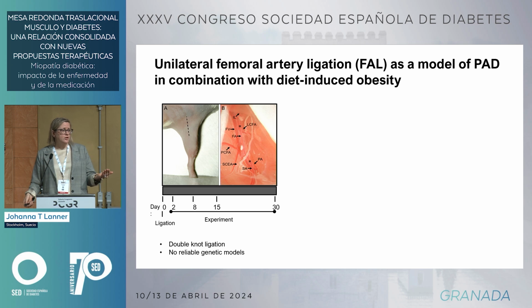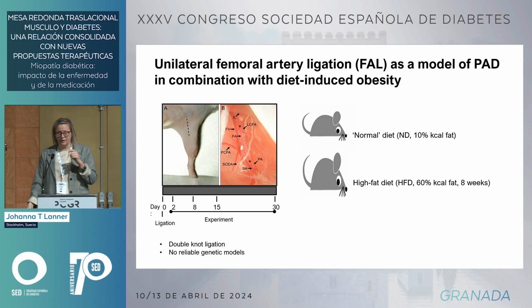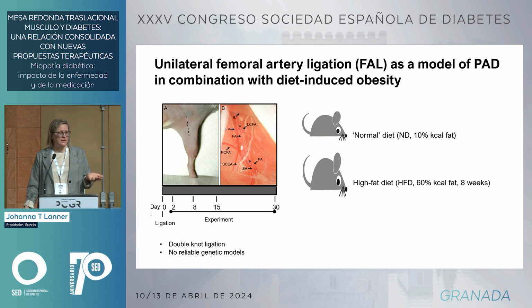For peripheral artery disease, we use the femoral artery ligation. You ligate the femoral artery on 2 sides, and then you cut between. We then combine this with diet-induced obesity. We treated the mice with a high-fat diet, where 60% of all the calories came from fat, compared to 10% in normal chow diet. And then we did this femoral artery ligation.